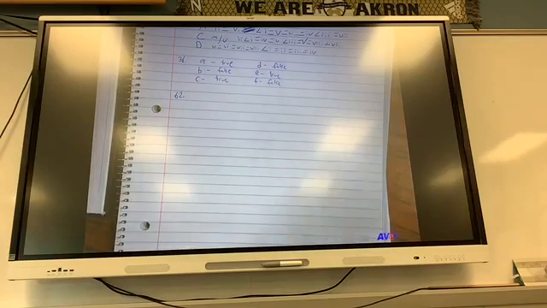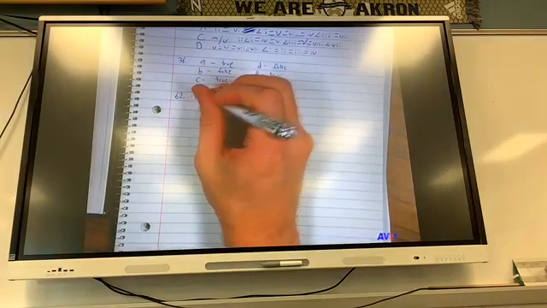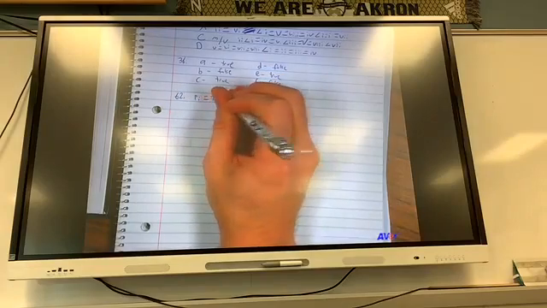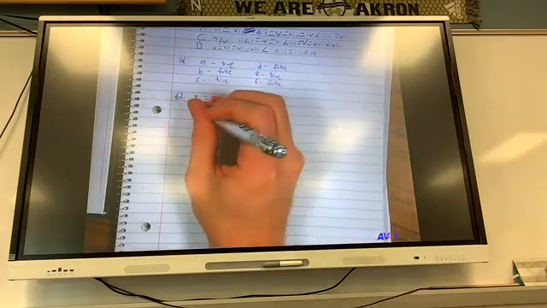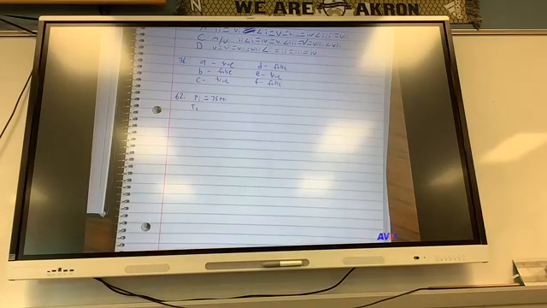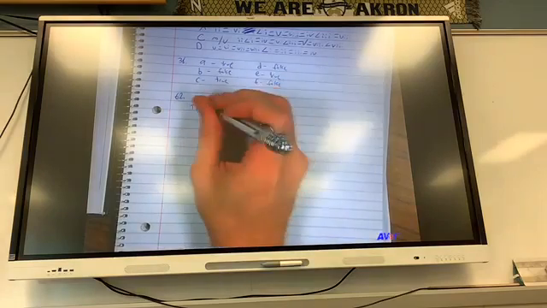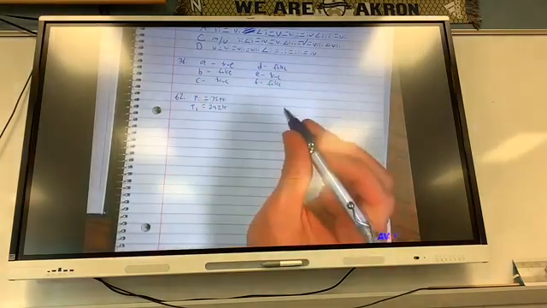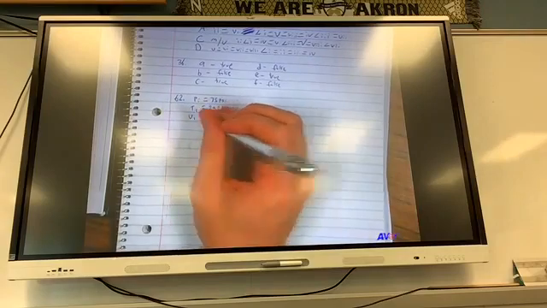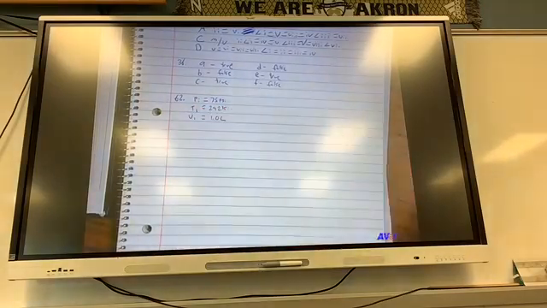So on 62, I have P1 is 75 psi. T1. Just for the sake of being consistent, we're going to put all temperatures into Kelvin from now on. So for the test tomorrow, convert it to Kelvin. So my T1, 19 plus 273 is 292 Kelvin. And my V1, they don't give me. Let's assume 1 liter.